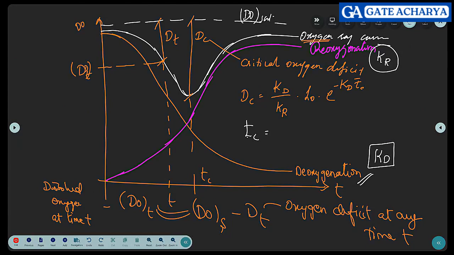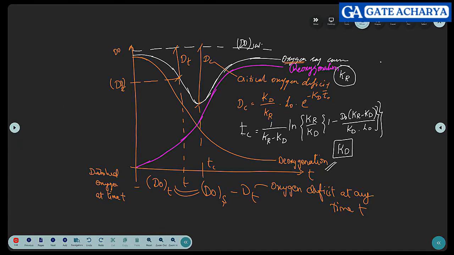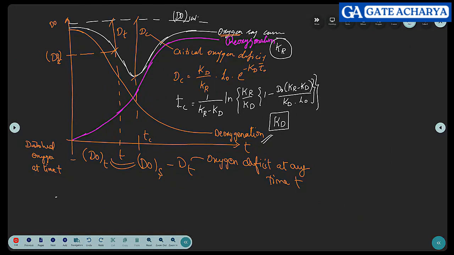So next, the critical time Tc equals 1 divided by Kr minus Kd, ln of Kr by Kd into 1 minus D0 into Kr minus Kd by Kd into L0. L0 is the ultimate BOD.